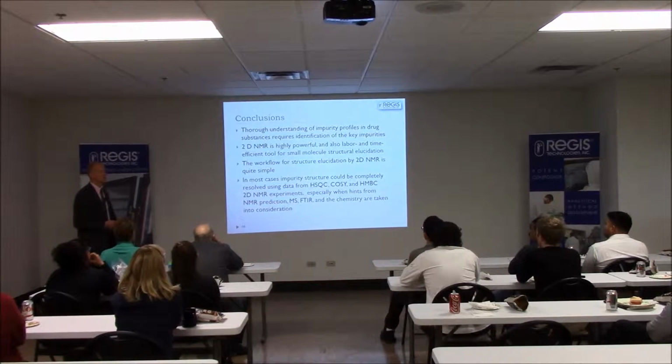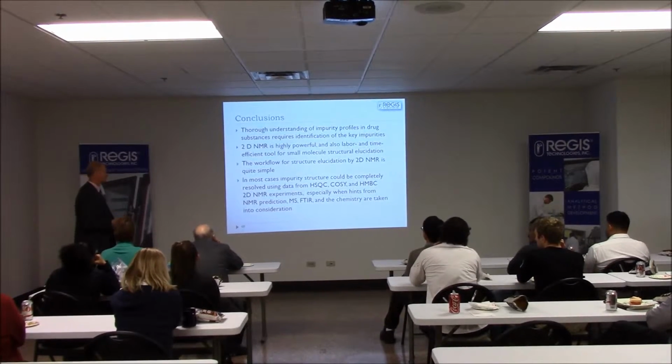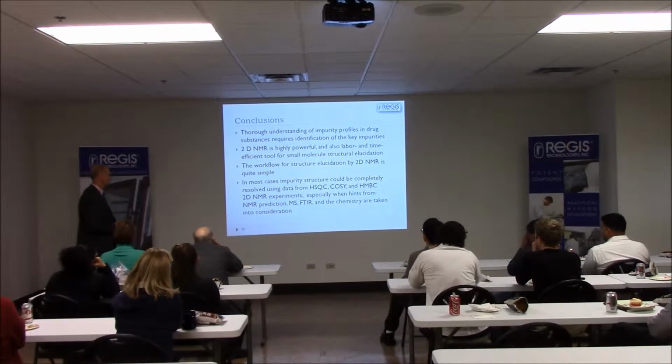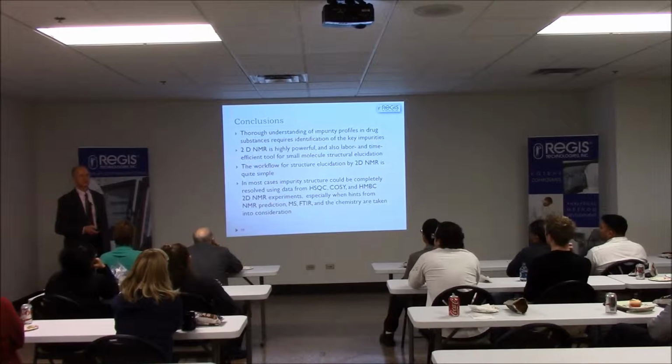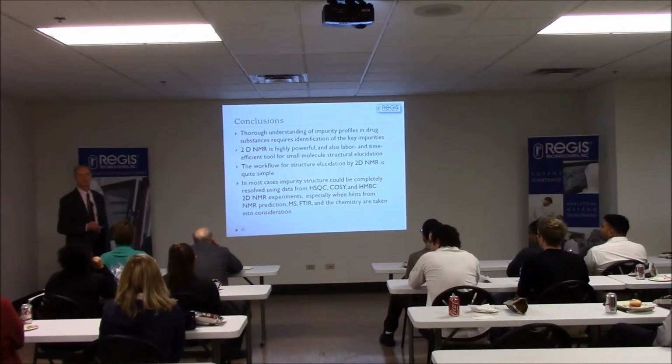And again, I would stress that our knowledge of the chemistry, our logic is very important here, and also some additional very inexpensive analytical information coming from mass spectra and FTIR. NMR prediction also is very important because it allows us to select the right structure from the number of several of them.